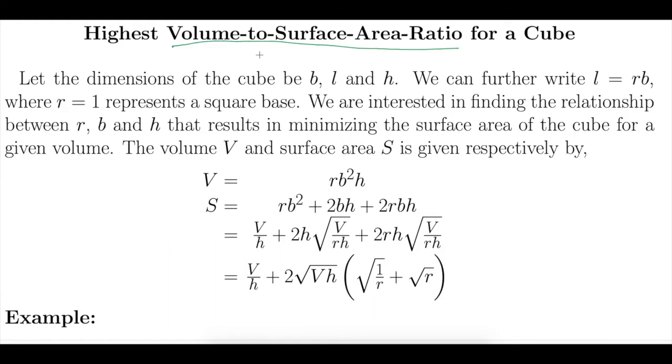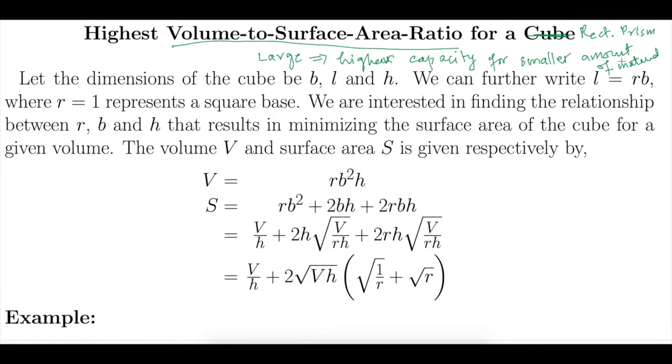If this ratio is large, it means we can have higher capacity for a smaller amount of material. Okay, so this should not be actually a cube, this should be actually a rectangular prism.